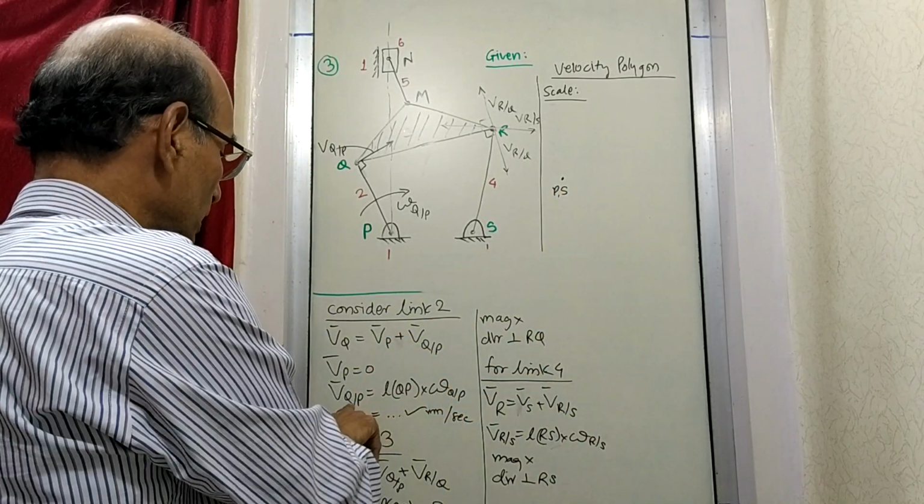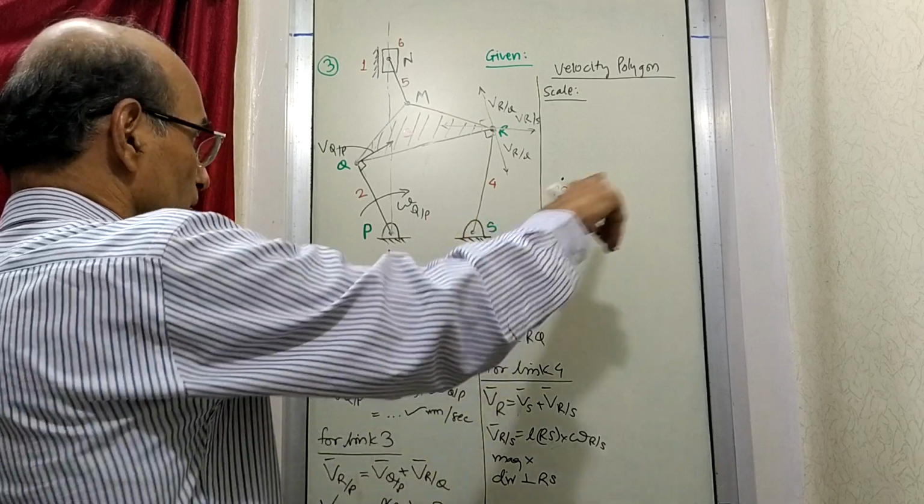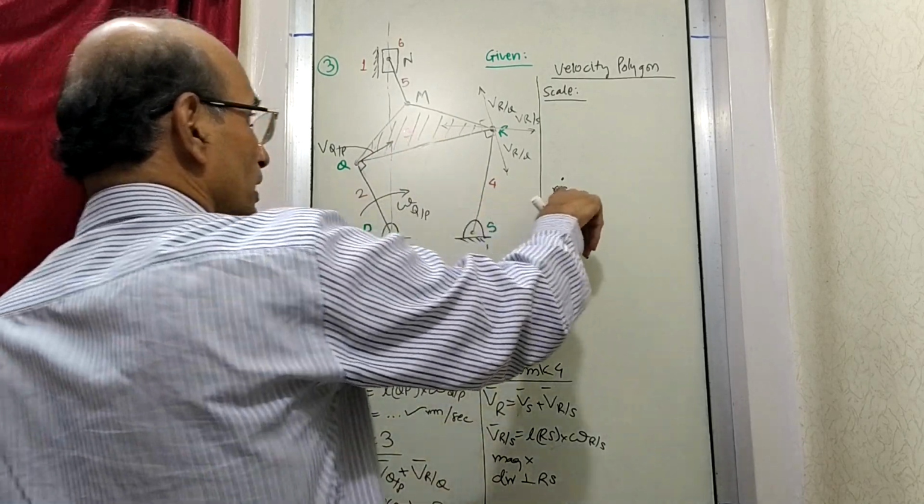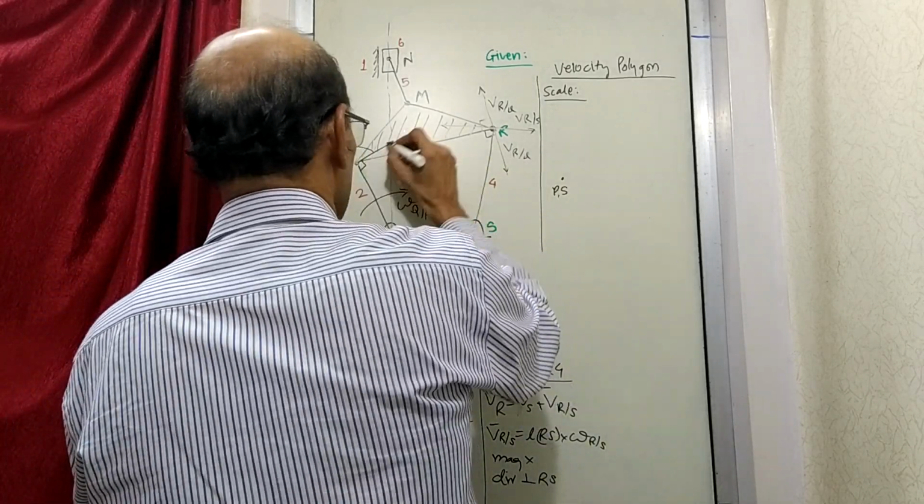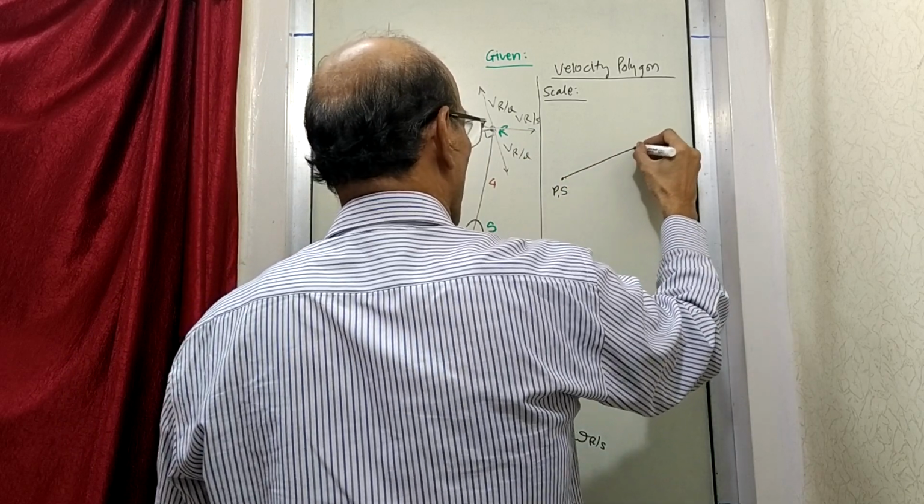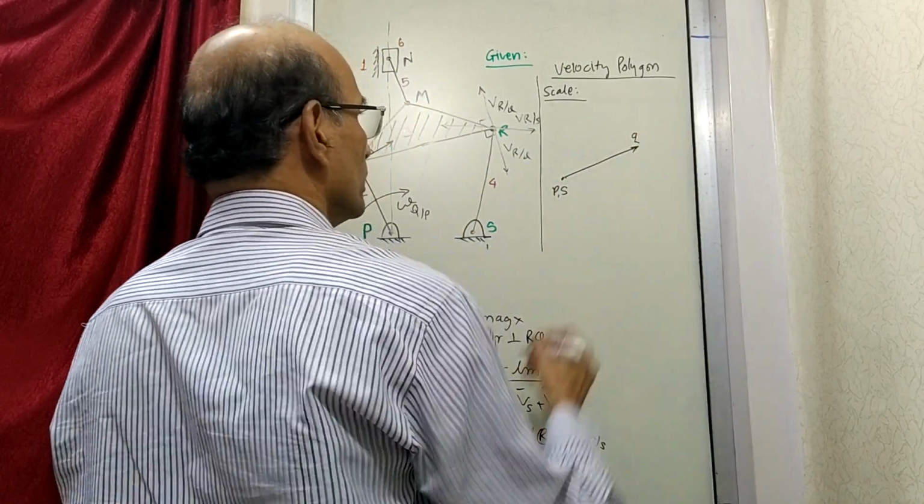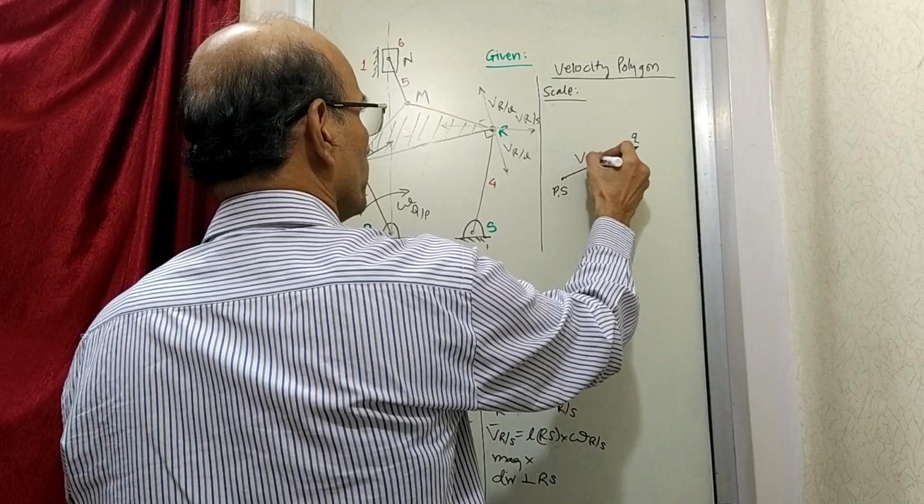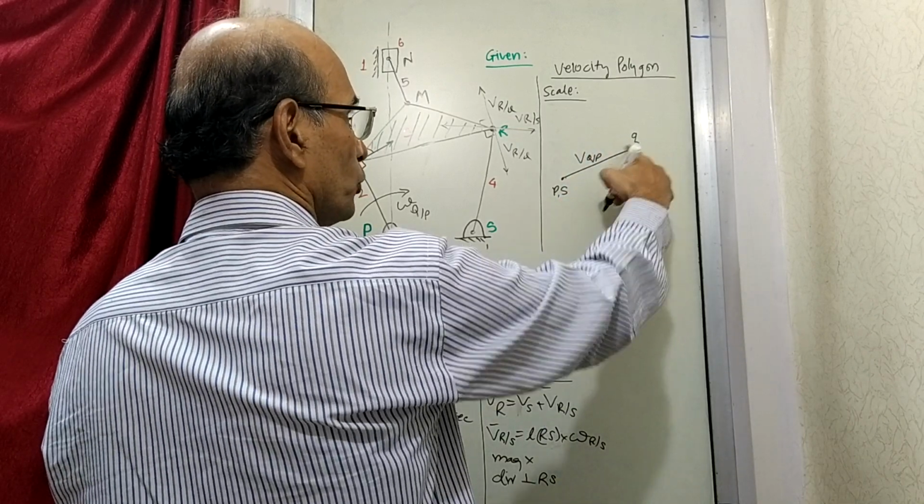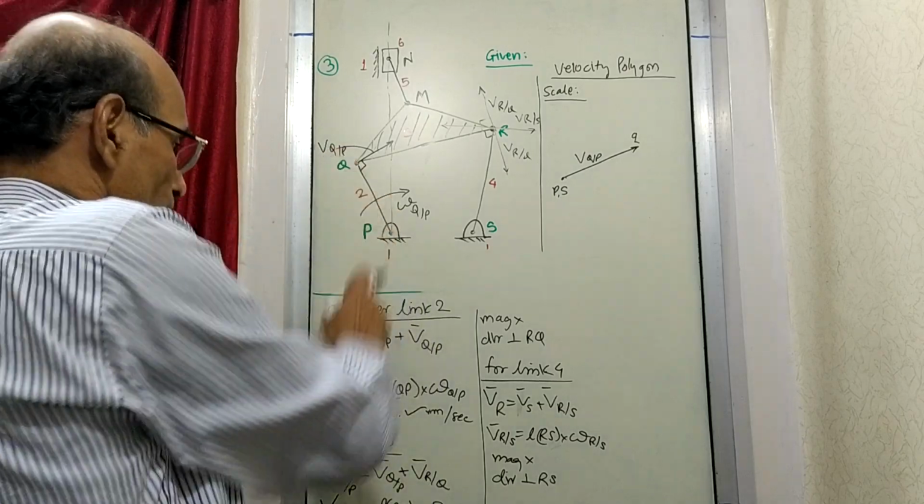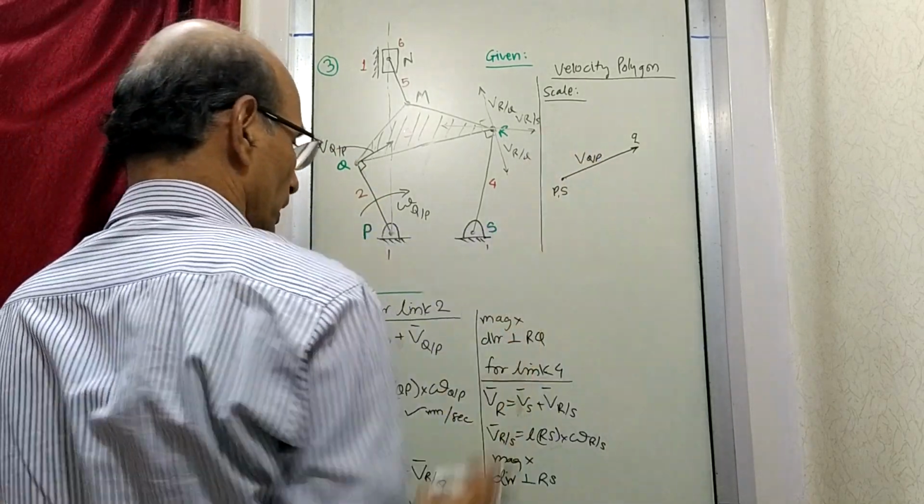So this vector, velocity of Q with respect to P, will be this vector starting from the fixed point P, and I am drawing it here like this, so that the other point is going to be Q. This is vector Q with respect to P, with the head at Q and the tail at P. So this vector, fully known, is drawn like this.